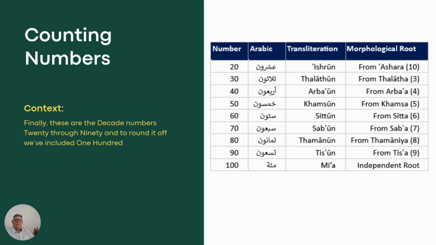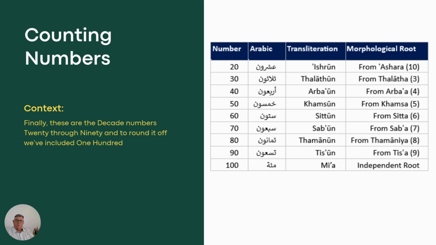There you go. So with all that we've learned, let's try it with a bigger number, just to really see it in action. How about 99? So same exact logic. You take the unit, 9, tisa, you pop in a wa, and then you add the 10, which is 90, which is tisun. So tisa wa tisun, 9 and 90. It's perfectly consistent and it works every time.